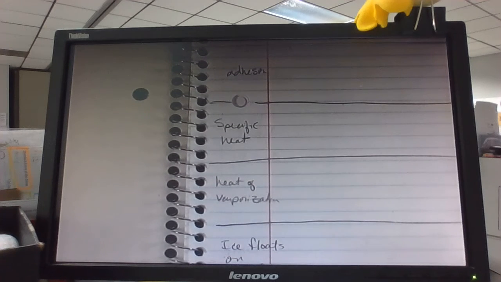Heat of vaporization. Ice floats on liquid water. Which is basically talking about that.